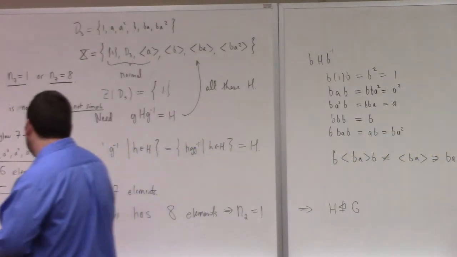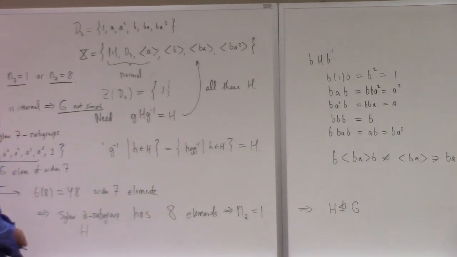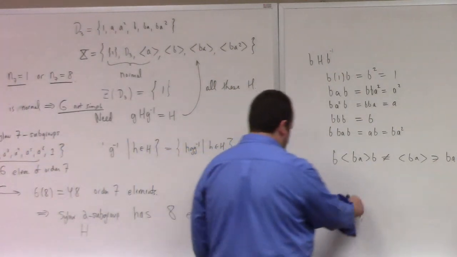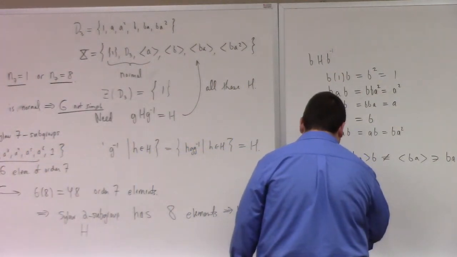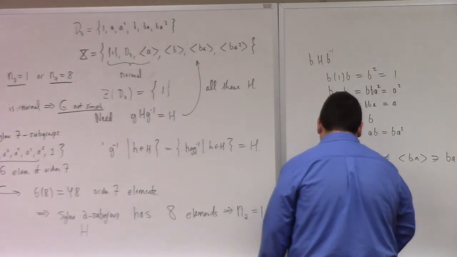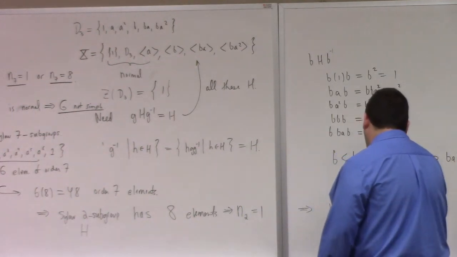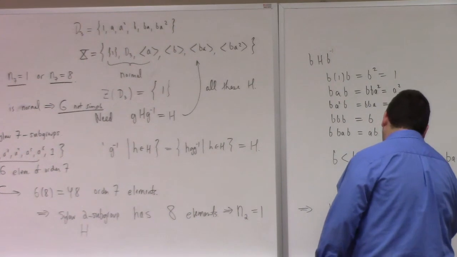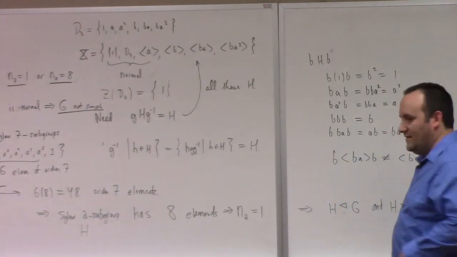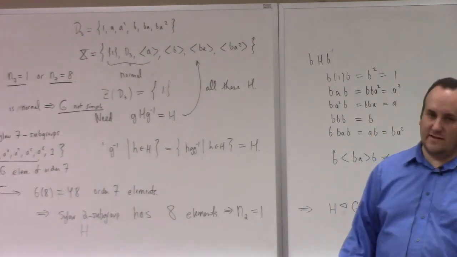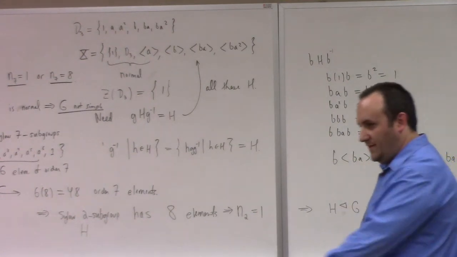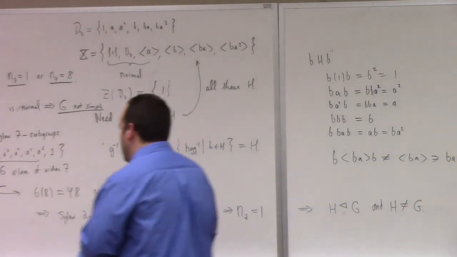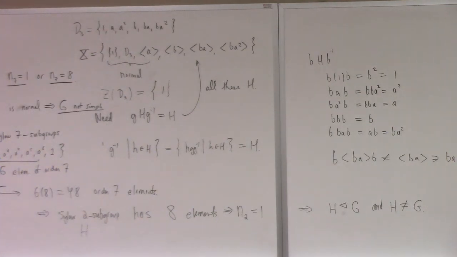H is normal in G, or H is not? Oh, my bad notation here. How about this? H is a normal subgroup of G, and H is not equal to G. There we go. I mean, H has 8 things in it, so it's not G. Okay, I think hopefully this is enough discussion to frame problem 7. Let's foolishly forge ahead and try number 7.